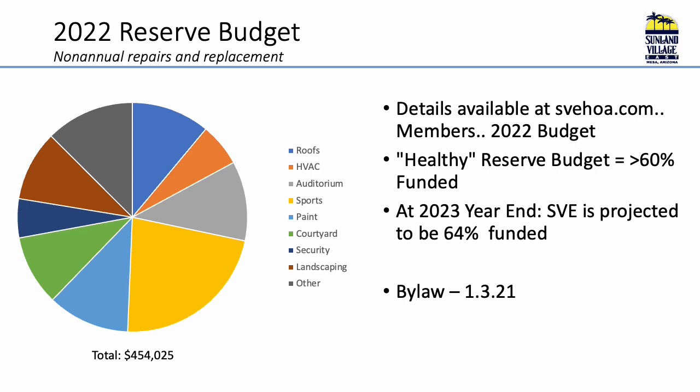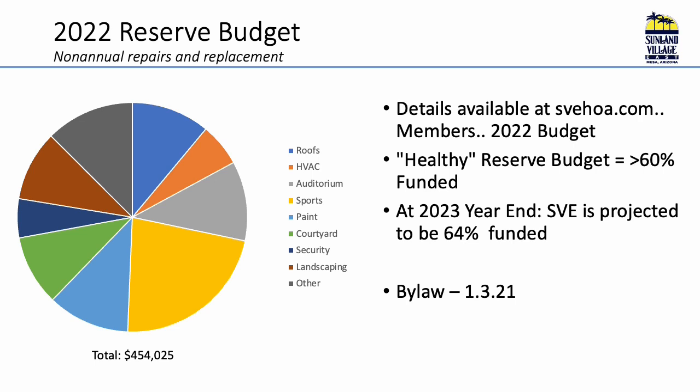Now, the reserve budget, probably the most misunderstood and confusing of all of the buckets. Reserve funds are used to repair and replace those items that don't need to be repaired or replaced every year. For 2022, our total budget is $454,025. We're projected to spend a significant amount on various sports facilities as well as improvements to the auditorium. And as I briefly introduced before, a third-party contractor determines what these reserve costs will be, and they suggest that a healthy HOA's reserve fund should be more than 60% funded.